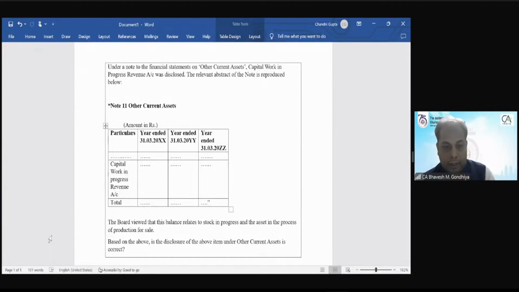Yeah, ma'am, while disclosing the inventory in the financial statement, we need to see, first of all, under which head the inventory is classified and in line with the reference to the standard. For that, we need to refer to para 6 of Ind AS 2.